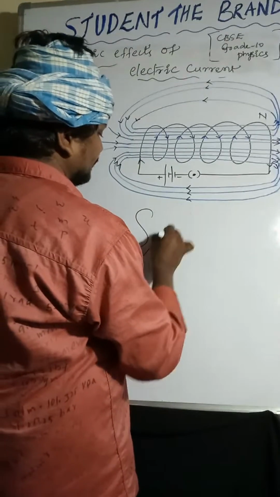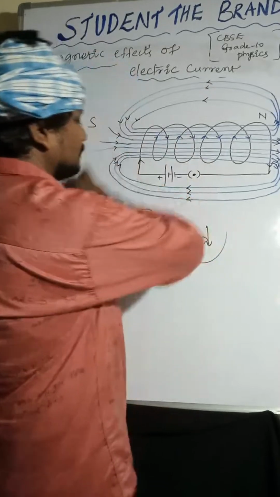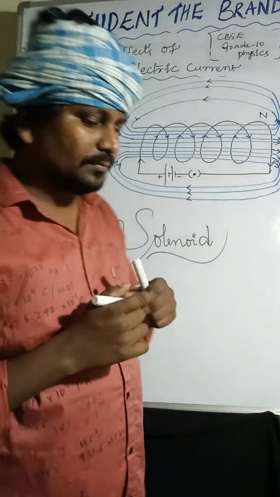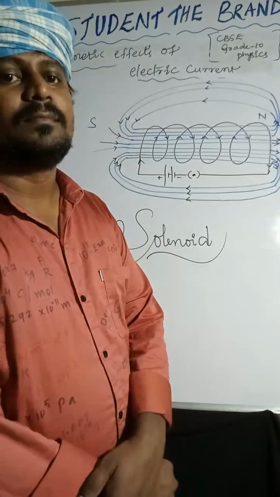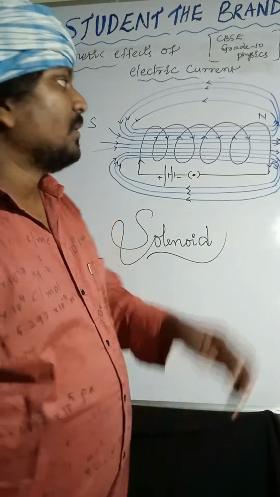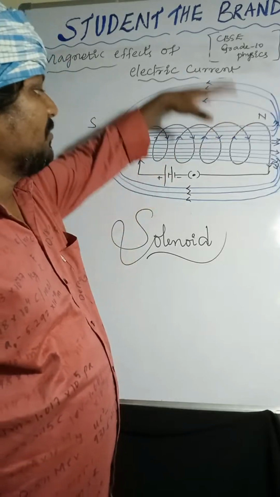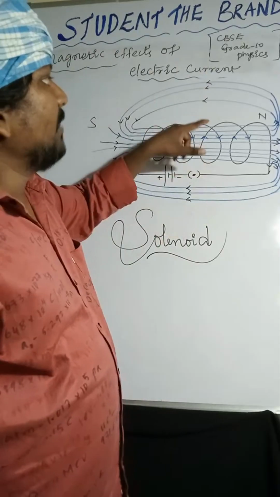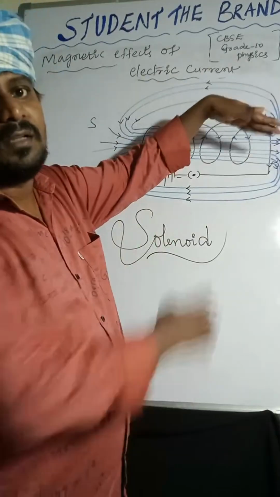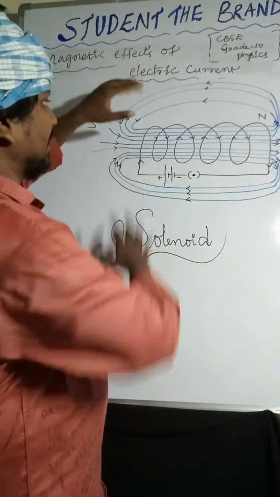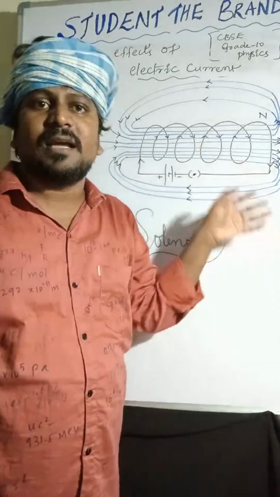Solenoid. So here current is passing through the solenoid, and magnetic field will be produced around it. So direction is very important. From north it should leave, to south it should reach. Okay, so this is about solenoid. So it acts the same as a bar magnet.